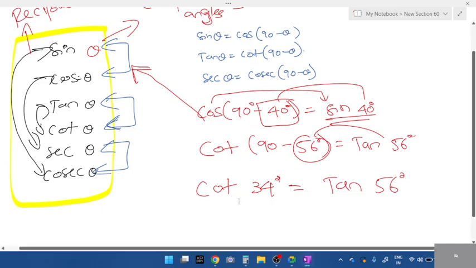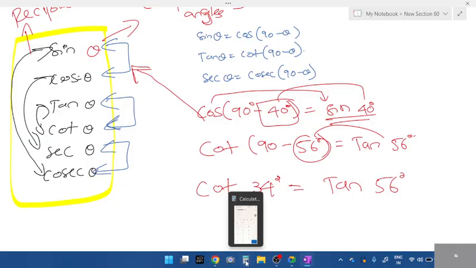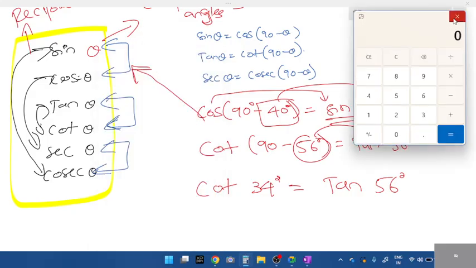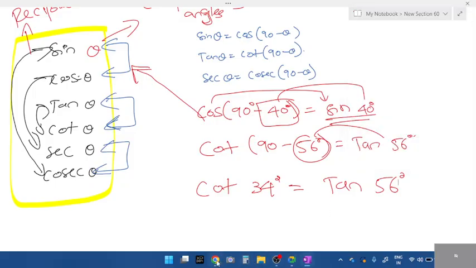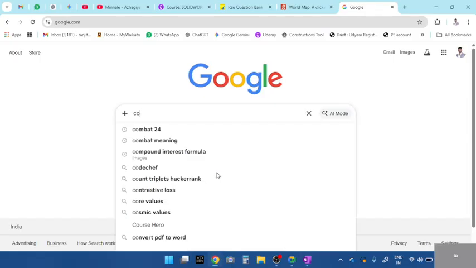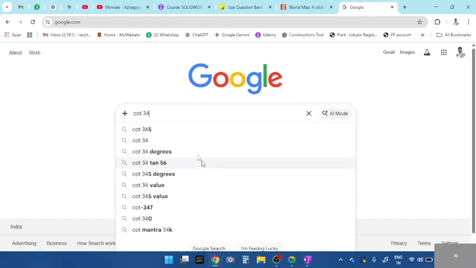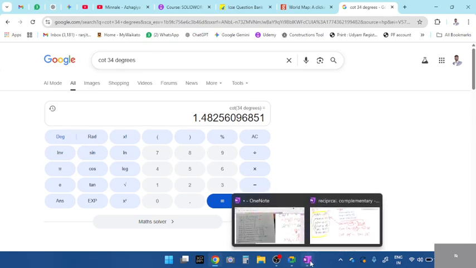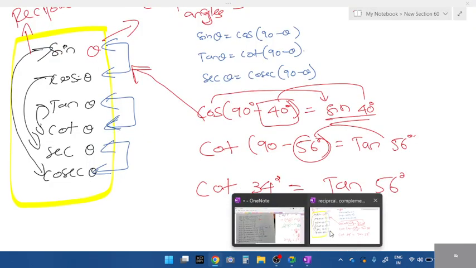Look here. Cot 34 degrees. Cot 34 is not available on the calculator. What is cot 34, students? What's the answer? 1.482. Just keep 1.48, right? So cot 34 should be equal to what, students? Tan 56.